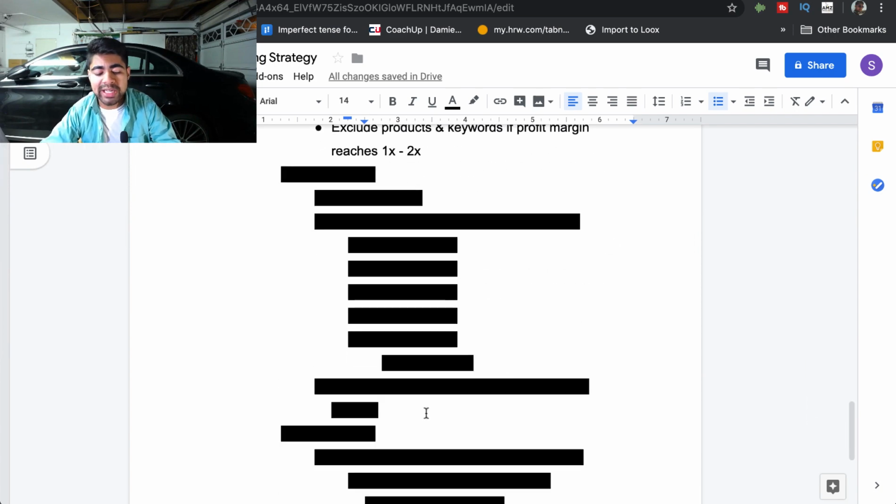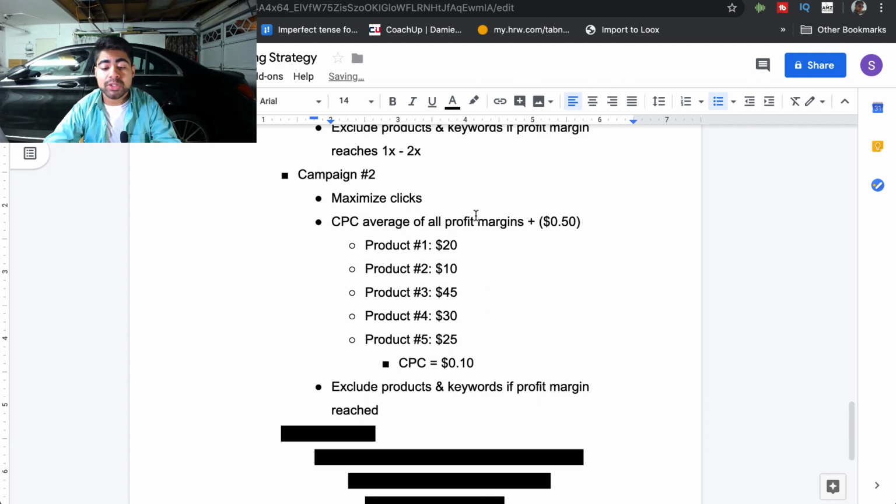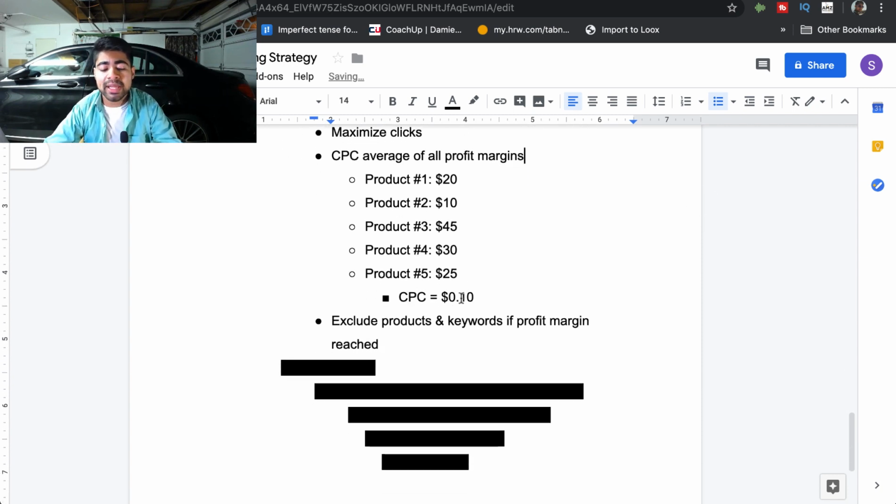Now let's move on to campaign number 2. So how should you be running campaign number 2? Campaign number 2 will be on maximize clicks, same as before, but in this case we will not be adding the 50 cents, and I'm going to remove this right here. Instead, our cost per link click will actually be only 10 cents. Meaning you would set the max bid limit at 10 cents.